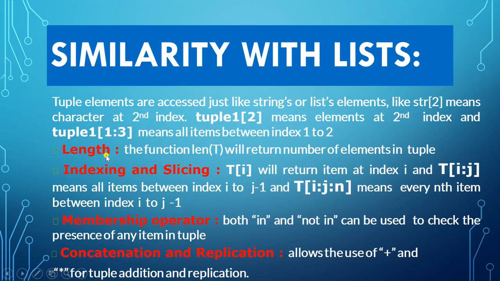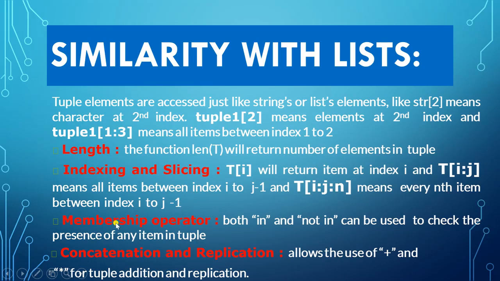Now, there are some points by which you can compare it with the list. First is the length. The function len(t) will return the number of elements in the tuple. Next is indexing and slicing. t[i] will return the item at index i, and t[i:j] means all items between index i to j minus 1. So the items are from i to j minus 1. And t[i:j:n] means every nth item between index i to j minus 1.